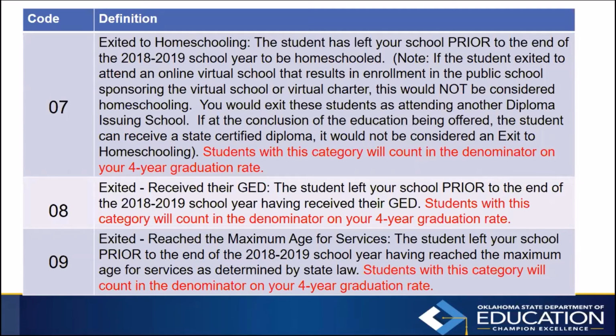And then 09 is exited. Students with this category will count in the denominator for your 4-year grad rate. Students who transfer to a charter school, please make sure that you're using the 02 code for when they're transferring to online schools like Epic or Oklahoma Virtual or anything like that. You'd want to use 02.